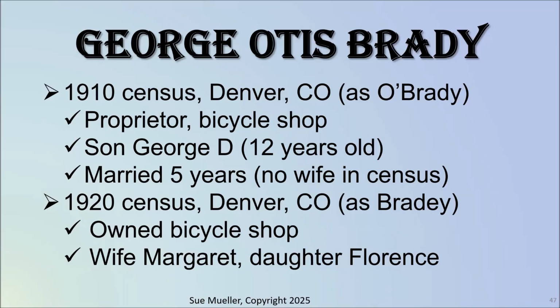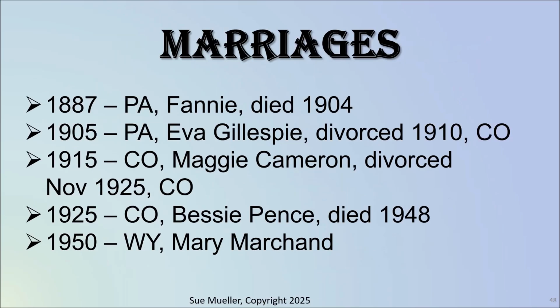And I found him in the 1910 census, so 10 years later, and that was listed as O'Brady. And he was a proprietor in a bicycle shop. And one of his sons was with him. And at that time, he was married. And I found him in the 1920 census. And he was married then. Brady was spelled wrong, but he owned the bicycle shop. And he had a wife. So I ultimately figured out that he was married several times.